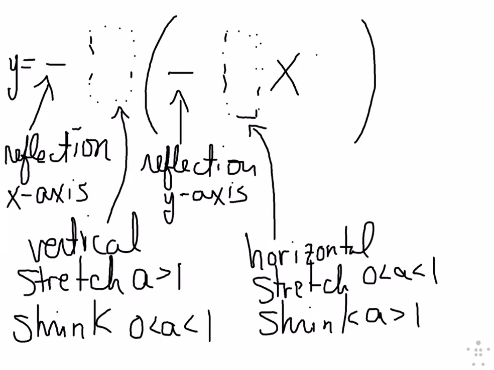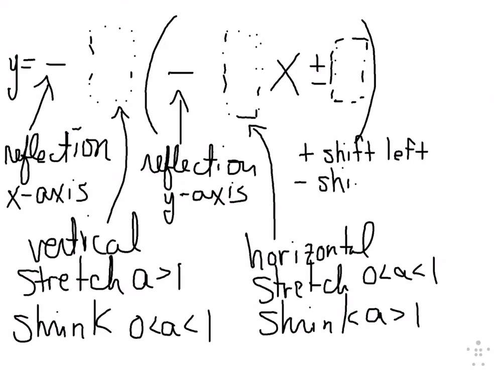And then you could potentially have a plus or a minus with a number. Now I put plus and minus like that because I don't know which one it's going to give you. It's going to give you one or the other, or none. If it's adding, that is a shift to the left. And if it's a minus, it's a shift to the right.